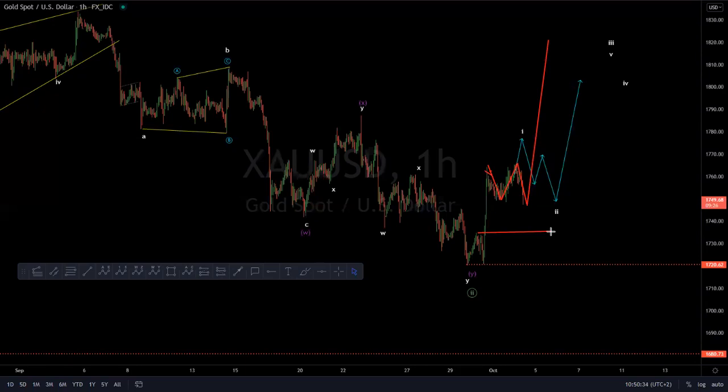Especially, I'm not expecting this to come here because I'm looking at this here to be a wave 1, wave 2, and this to be a wave 3, and a 4, and this wave 5. Then after that, I'm going to be expecting the deeper pullback before we see this move to the upside here.